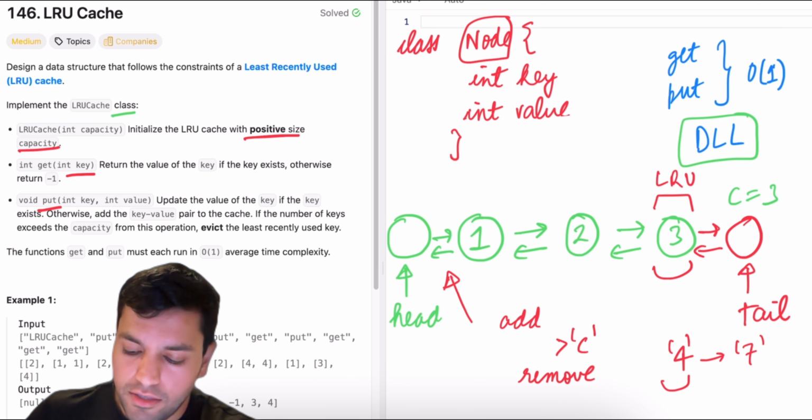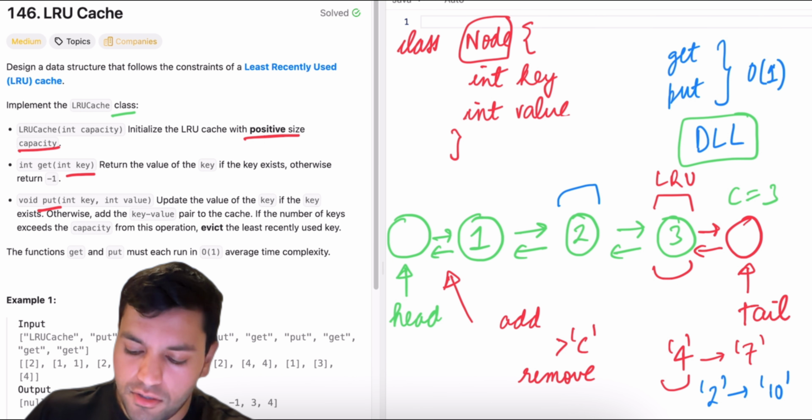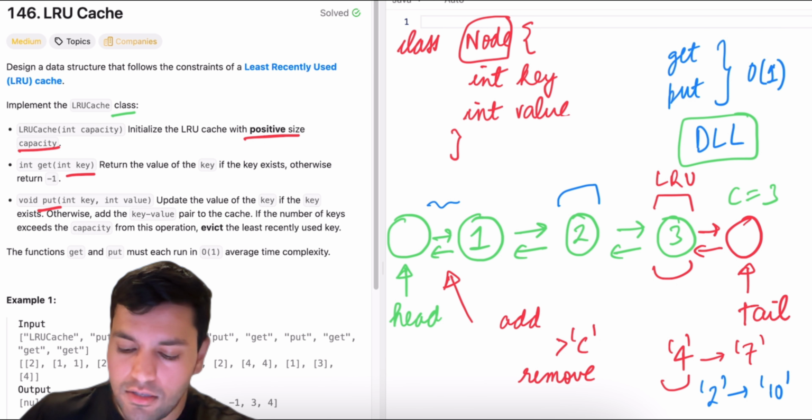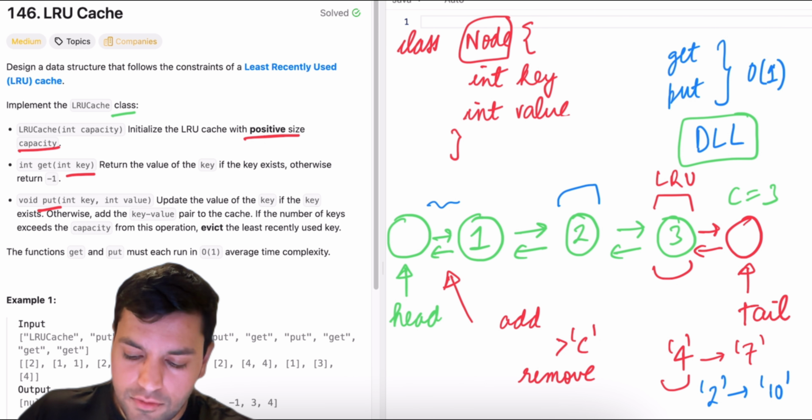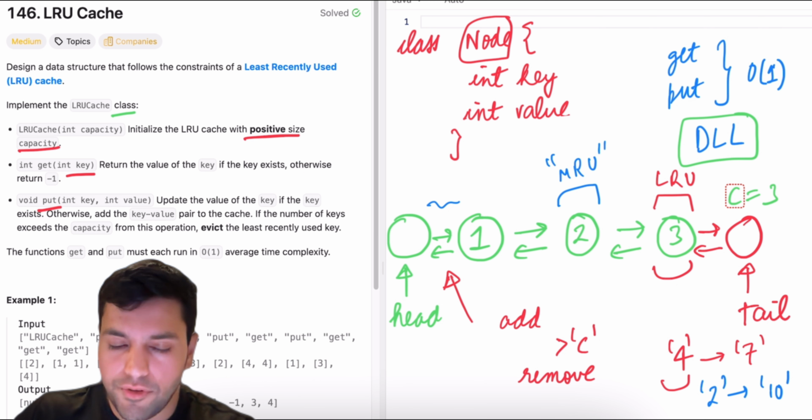And if we are updating the value of an existing key, so let's say we just update the value of the existing key to, let's say 10, then we need to simply reorder this node 2 and move it to the front of our cache, because this node 2 would become the most recently used key now, and we simply reorder our nodes when we are updating the value of an existing key in the cache.